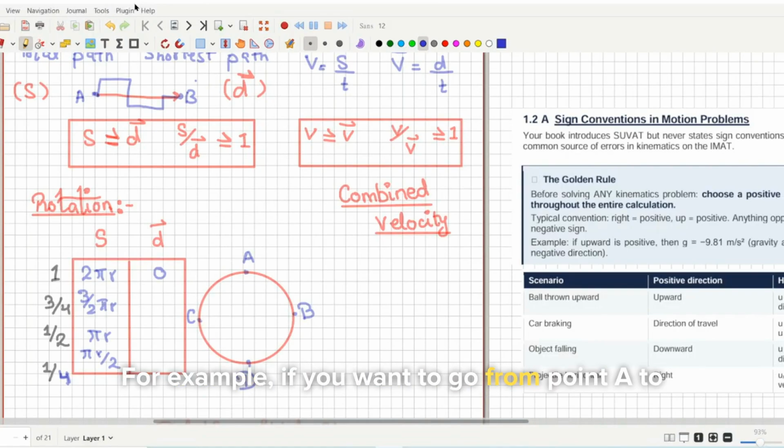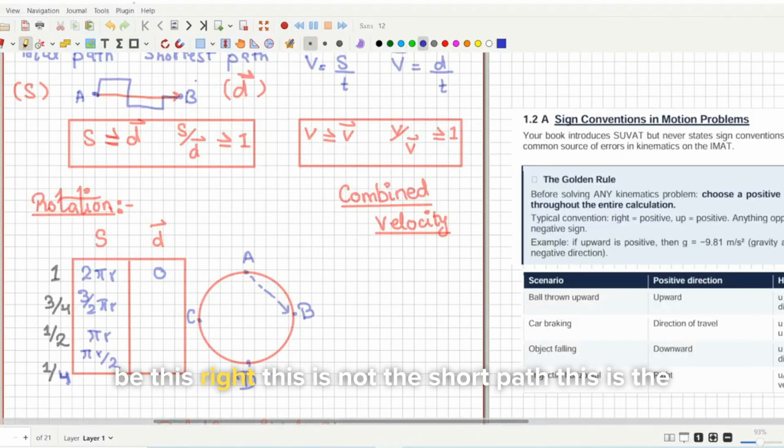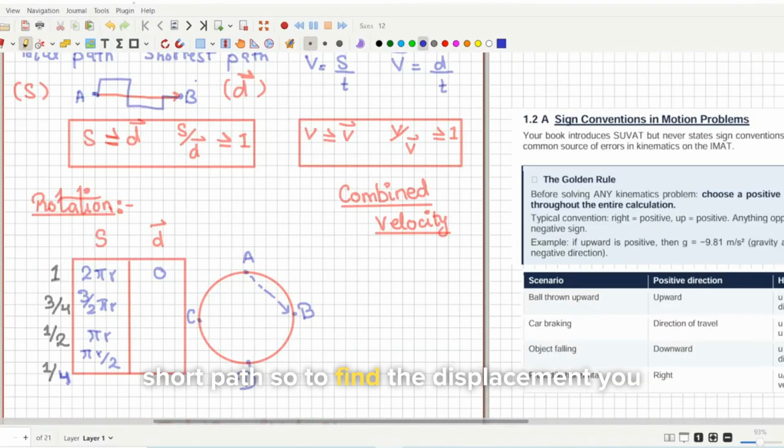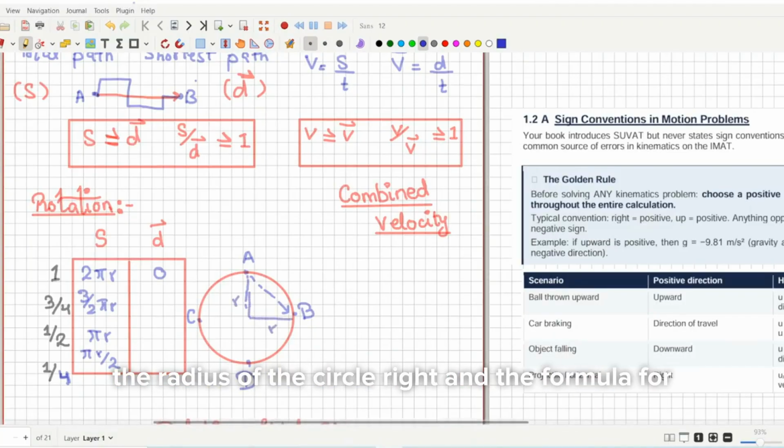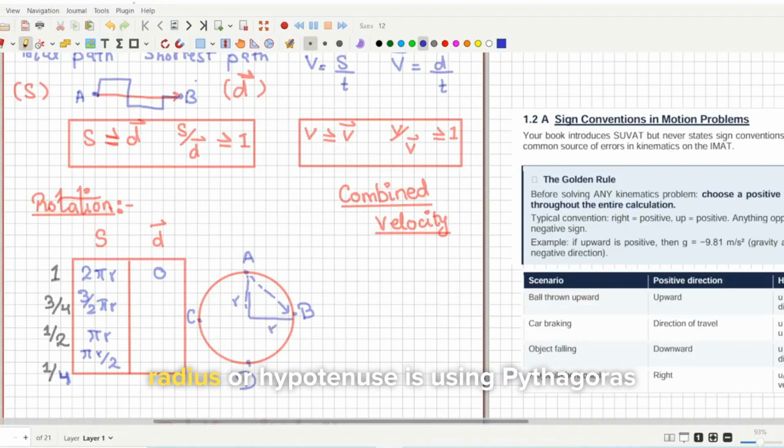For example, if you want to go from point A to point B, then this is not the shortest path, like this is a circumference. The shortest path would be this, right? This is not the short path, this is the short path. So to find the displacement, you need to know Pythagoras theorem. You know, this is the radius of the circle and this is also the radius of the circle, right? And the formula for the hypotenuse is using Pythagoras theorem.